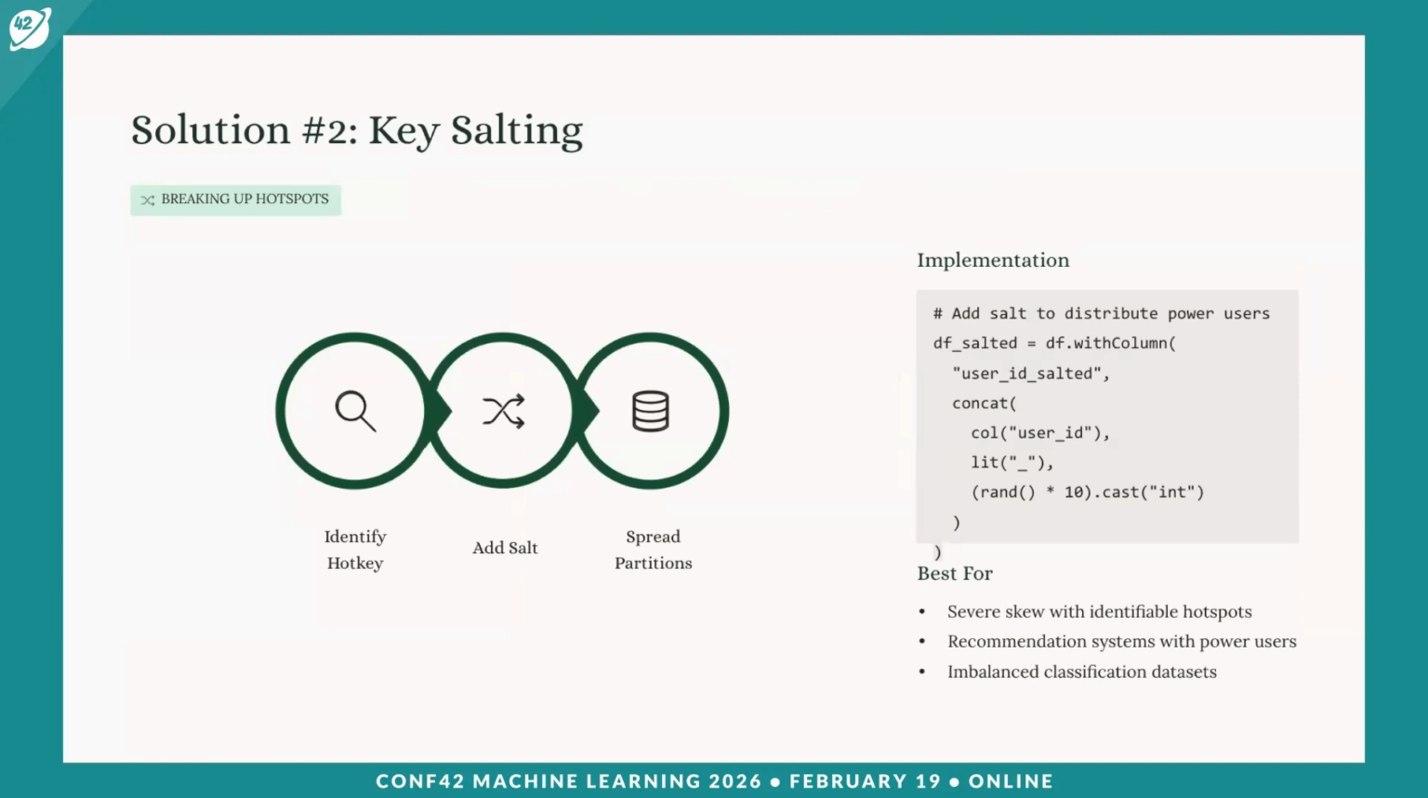You identify the hot key, which has improper distribution, and you add a salt to it: a random number that spreads those partitions. In that example, I just added a random number multiplied by 10 to the user ID and then redistributed the data. When certain keys, such as highly active user IDs, dominate the dataset, repartitioning alone may not be enough. Key salting works by adding a small random value, effectively splitting the single hot key into multiple smaller keys. This spreads the workload across multiple partitions and breaks up hotspots.